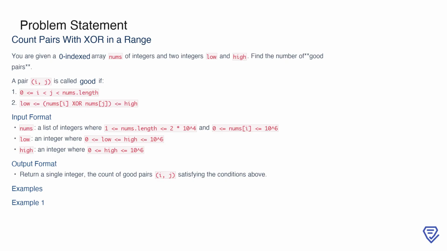The input consists of an array nums of integers, where the size of the array can go up to 20,000 elements, and each element can have a value up to 1 million. Additionally, the range bounds low and high are integers that satisfy 0 <= low <= high <= 10^6. The output is a single integer representing the count of such good pairs that meet these criteria. The problem requires us to handle large input sizes efficiently, which makes optimization a critical aspect of the solution.